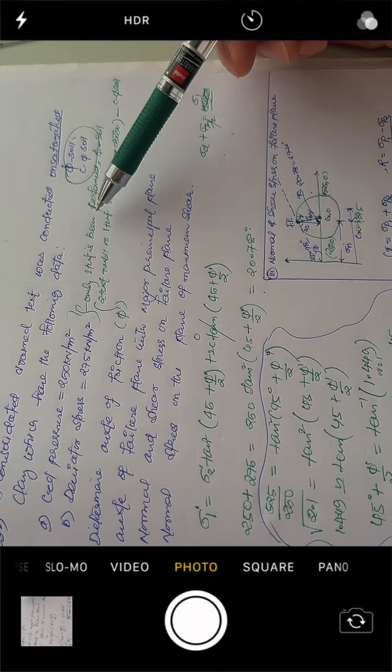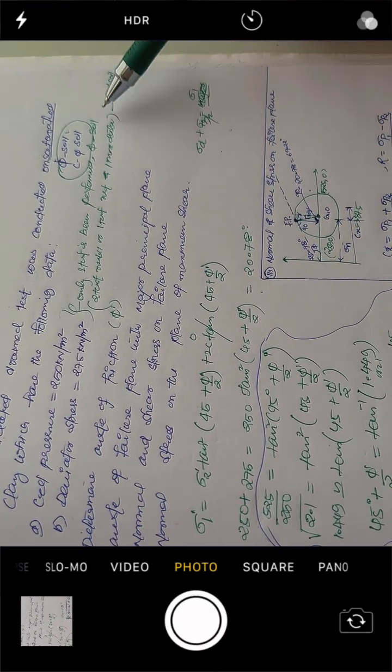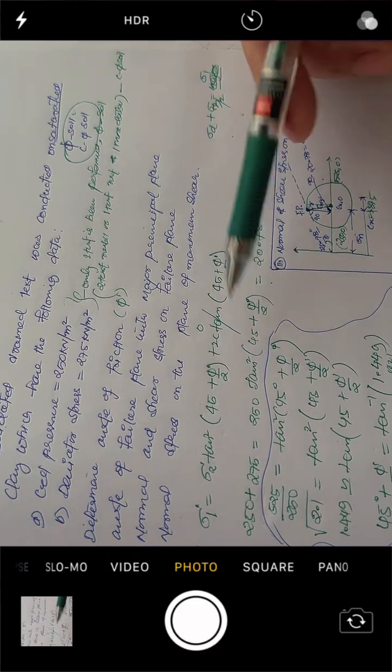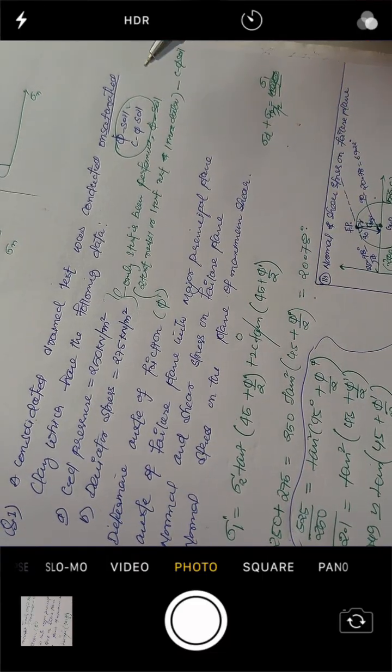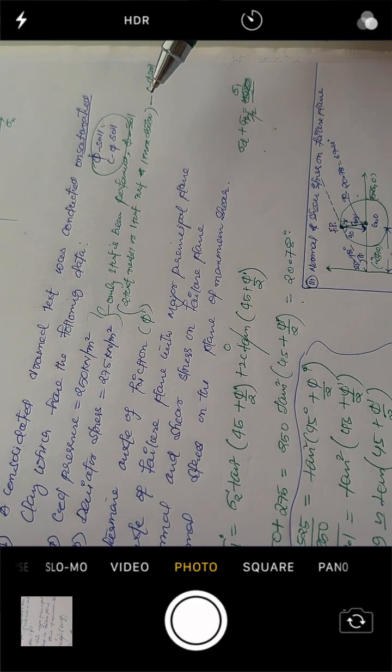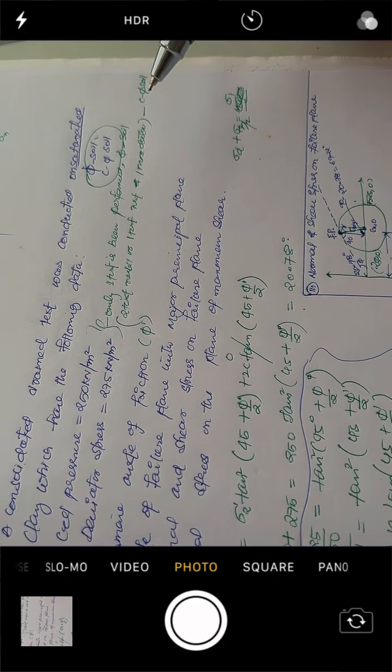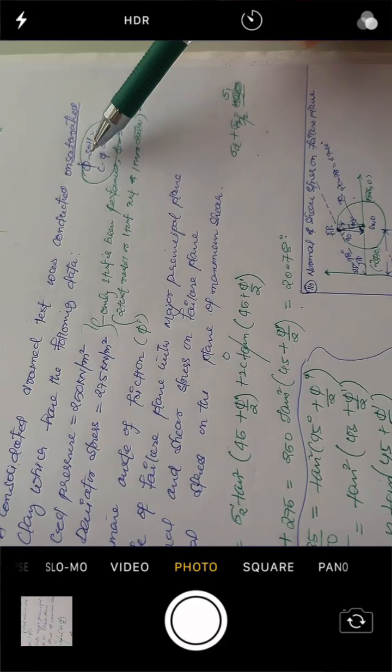And these are not the question actually. These are the things that I wrote down after the completion of the question, so that while explaining it will be easy to make you understand, or to make myself understand.